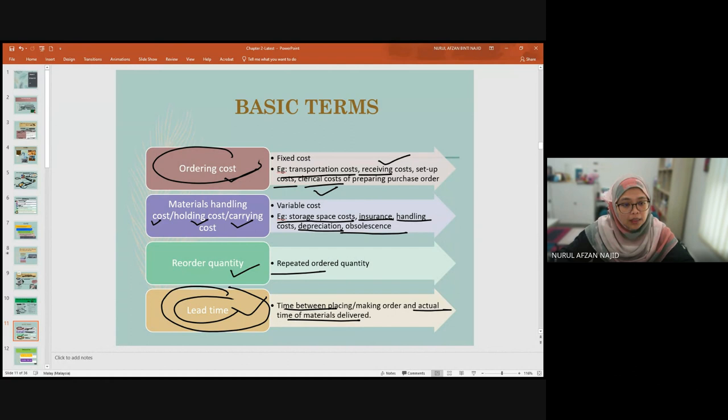Okay, dan lead time ni jangan risau, dia akan bagi tahu lead time 3 to 4 weeks. 3 paling minimum, 4 paling maksimum. So that is the lead time.